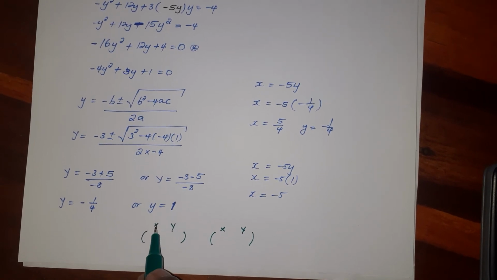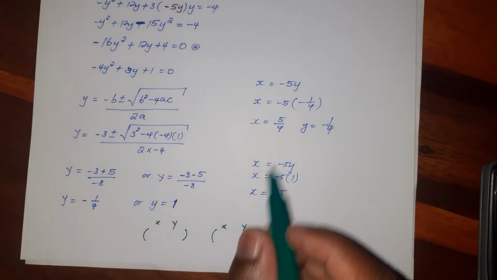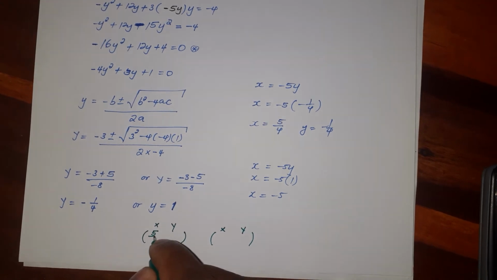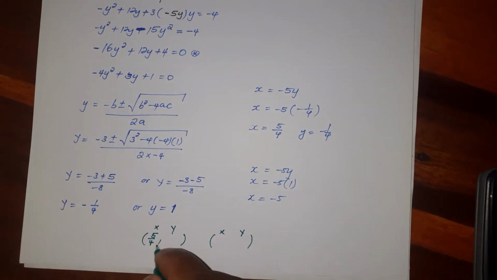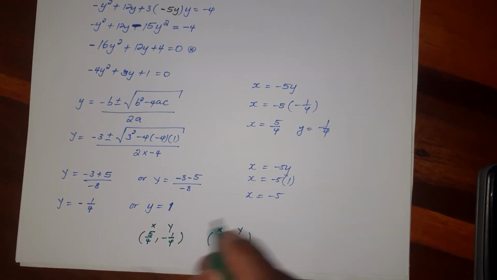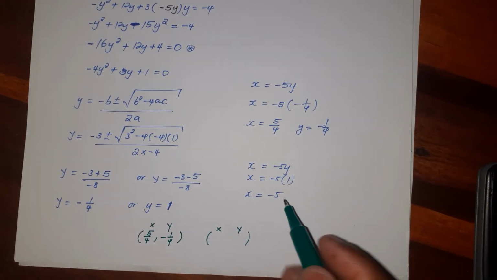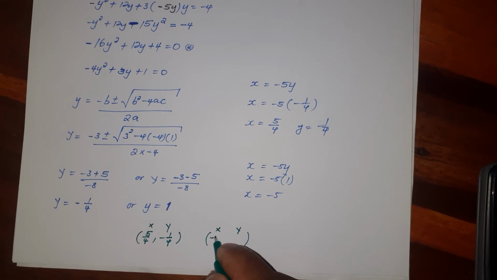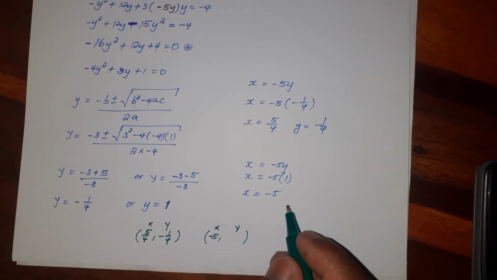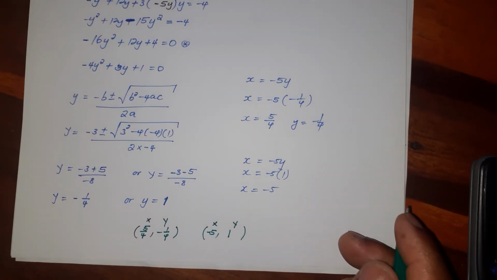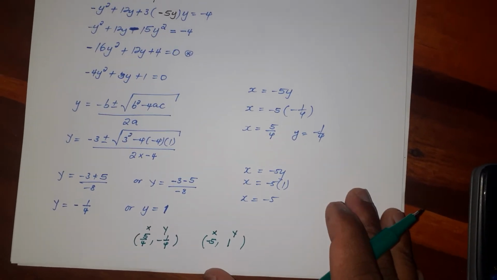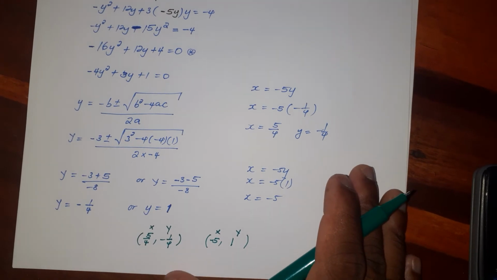So the first x value, which is 5 over 4, is when y equals negative 1 over 4. While the second value of x is negative 5 when y is positive 1. So it means these are the solutions to the two equations.